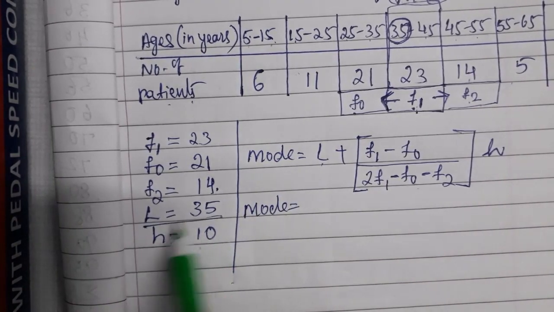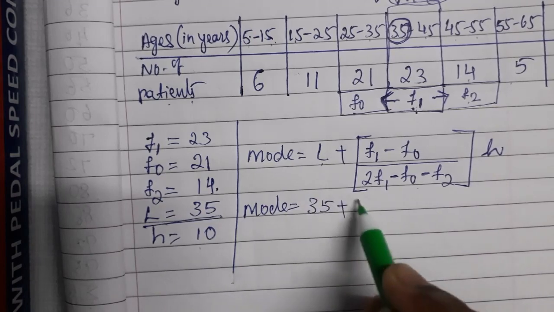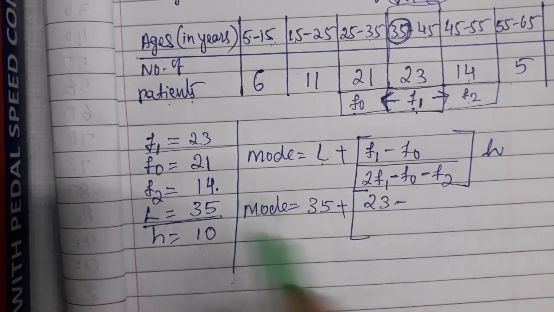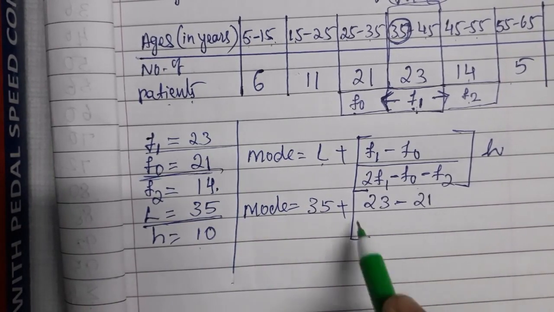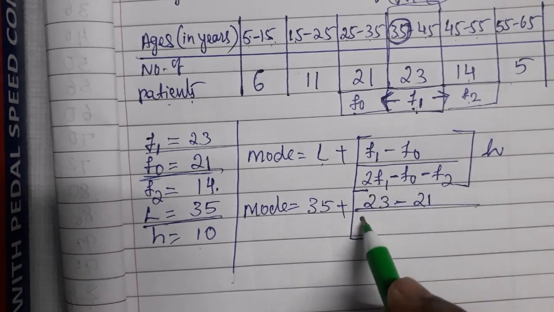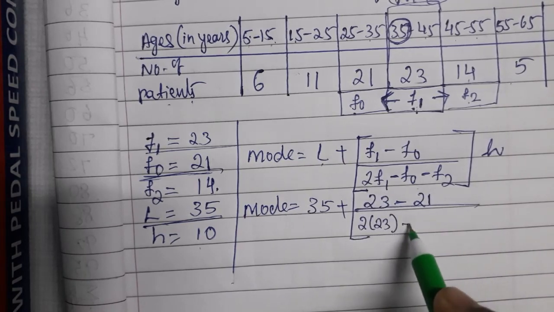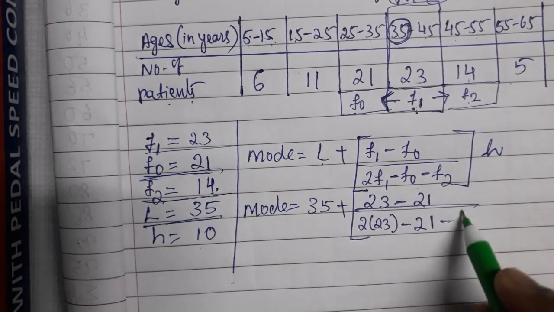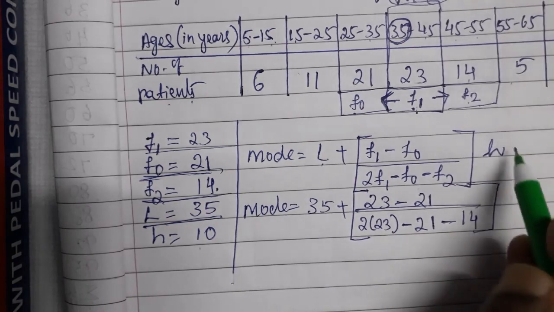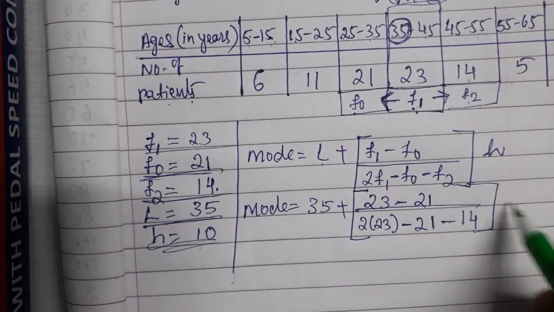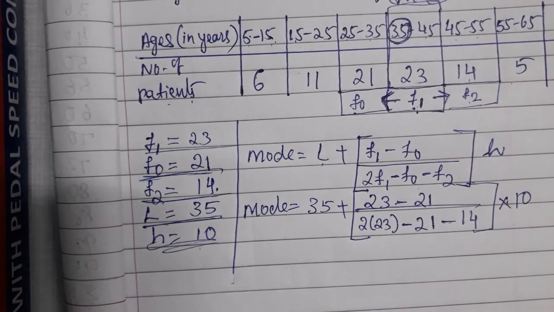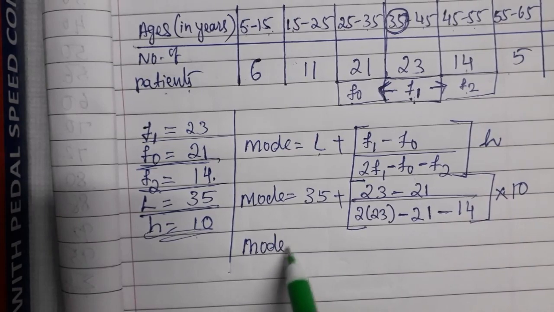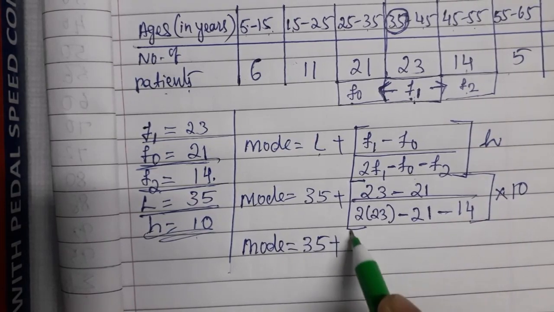What is L? 35. Substitute the values. Plus, open the bracket. What is F1? F1 is 23. Minus what is F0? 21. Divided by, what is 2 into F1? 2 into 23. Minus what is F0? 21. What is F2? F2 is 14. Close the bracket. What is H? H is 10, into 10. Okay. Now slowly we have to simplify. Mode is equal to, let 35 be as it is, plus, open the bracket.